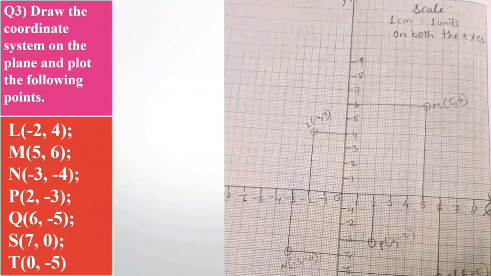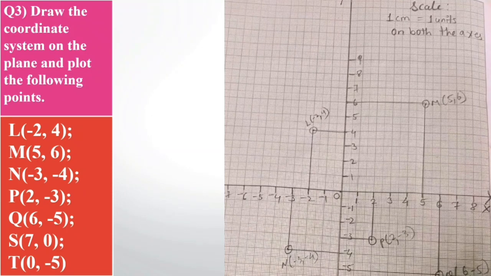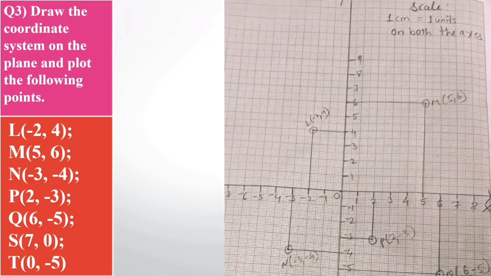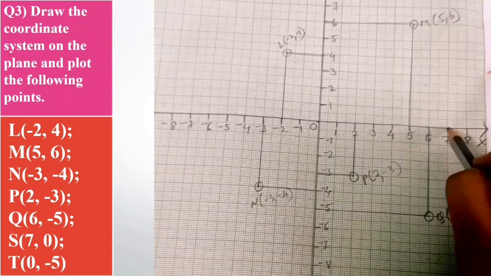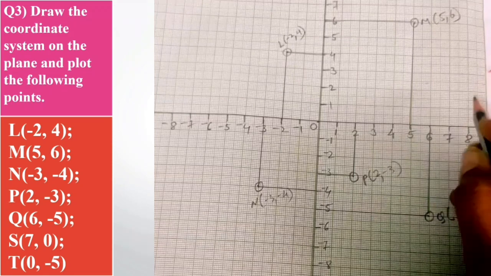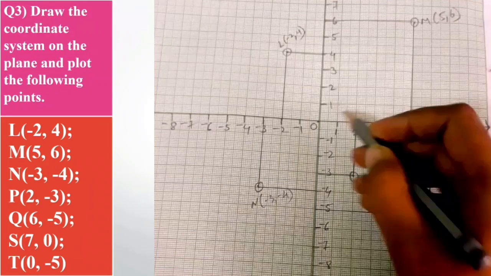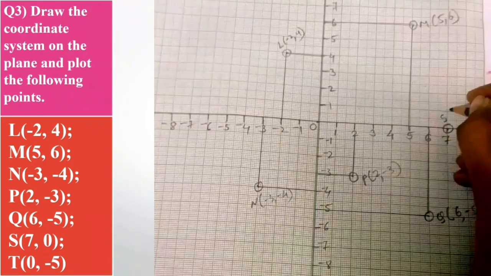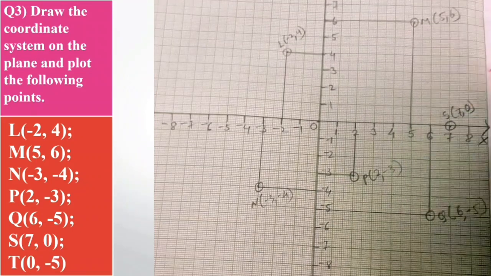After this, student, the last point is S, given 7 and 0. So the x coordinate is 7 and the y coordinate is 0. It means the point will lie on the x axis because the y coordinate is 0. The x value is 7, the y value is 0 only. The point S will lie on the x axis. The coordinates are 7 and 0.